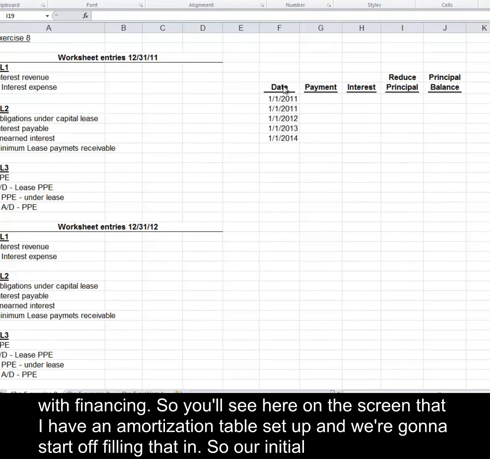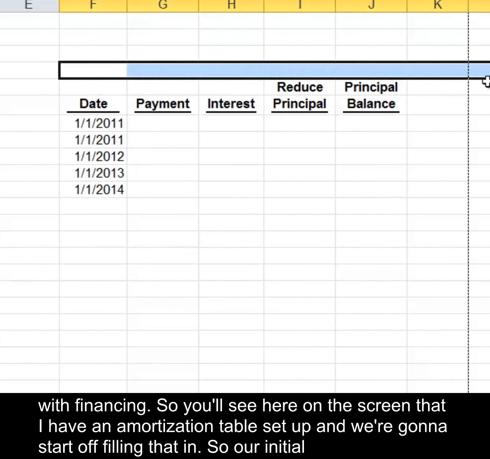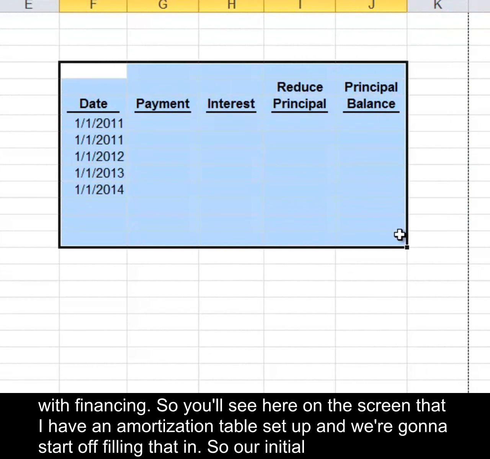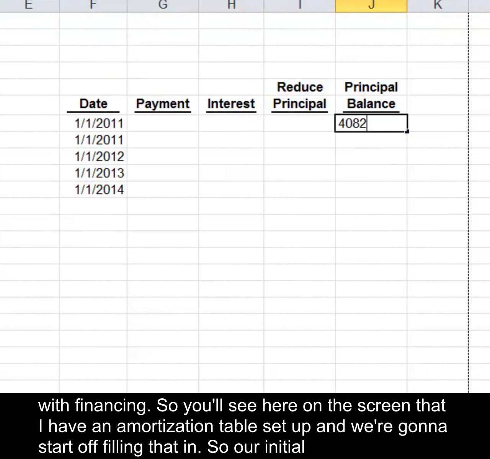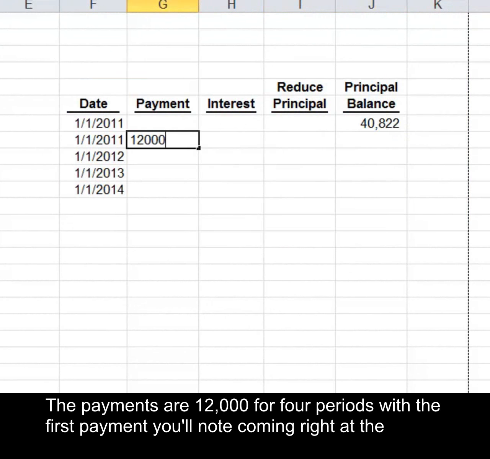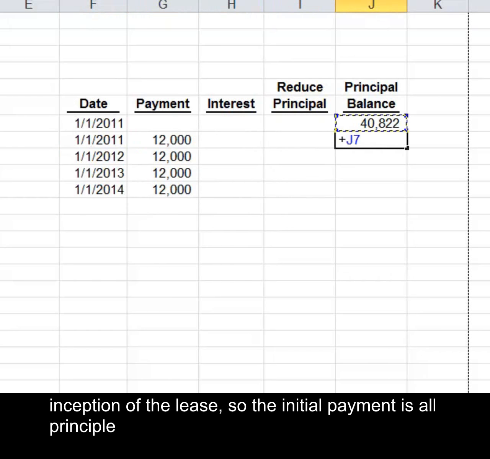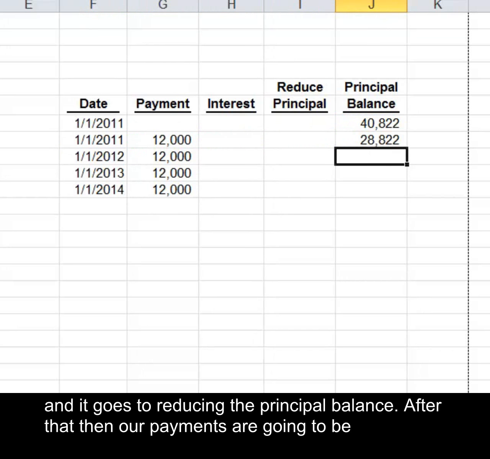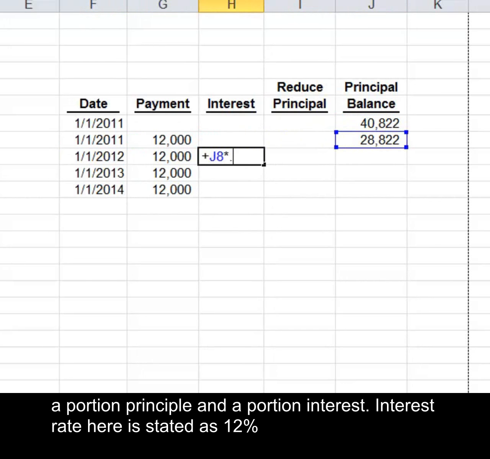So you'll see here on the screen that I have an amortization table set up, and we're going to start off filling that in. So our initial balance given in the book is a lease for $40,822. The payments are $12,000 for 4 periods, with the first payment, you'll note, coming right at the inception of the lease. So the initial payment is all principal, and it goes to reducing the principal balance. After that, then, our payments are going to be a portion principal and a portion interest.